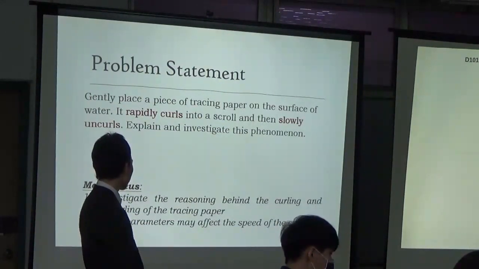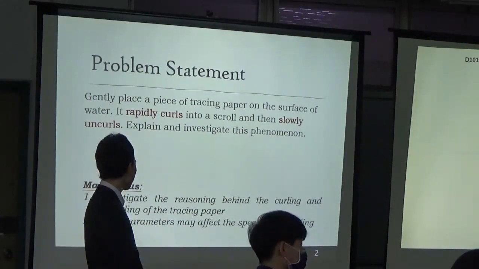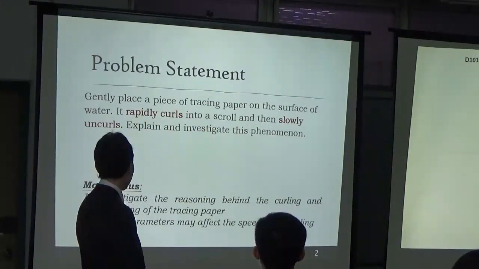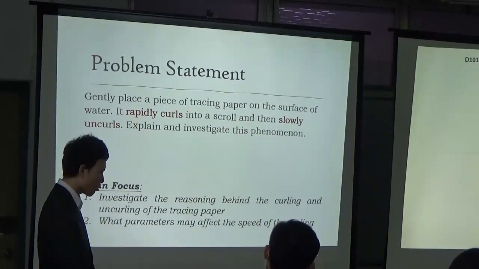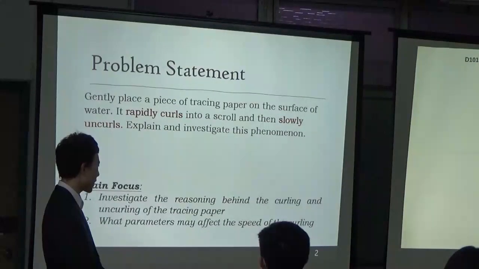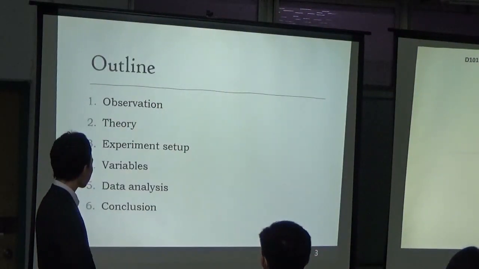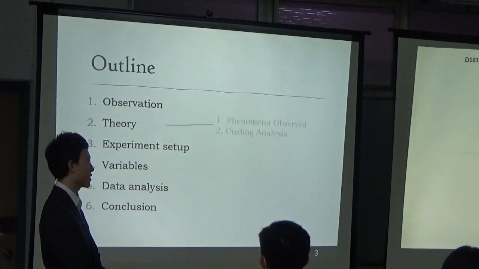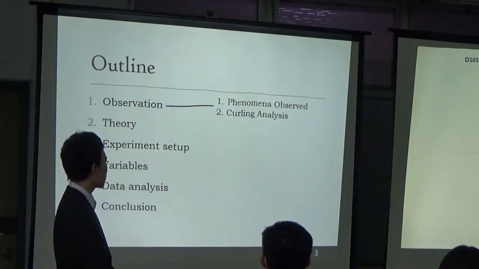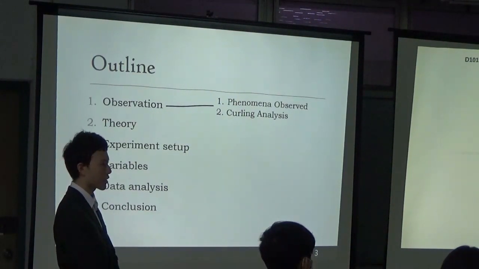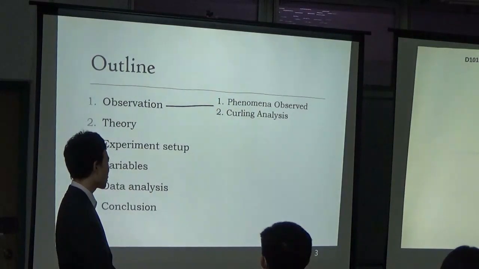Our main focus will be investigating the reasoning behind the curling and uncurling of the tracing paper. And we will be talking about the parameters that may affect the speed of the curling. This is our outline of my presentation. And from the observation, I'll be talking about the phenomena observed and the analysis of the curling motion.